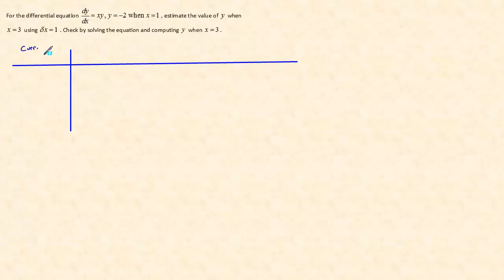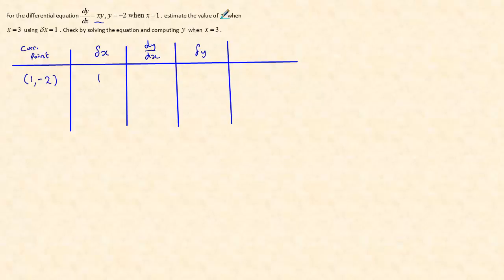So this would be our current point. And to begin with, of course, we have the point (1, -2). Then we're going to have delta x here, which is going to be 1 in this case. Then we'll have dy/dx, which we know we compute using xy. Then we'll have delta y, and we can use that to get to the next point.